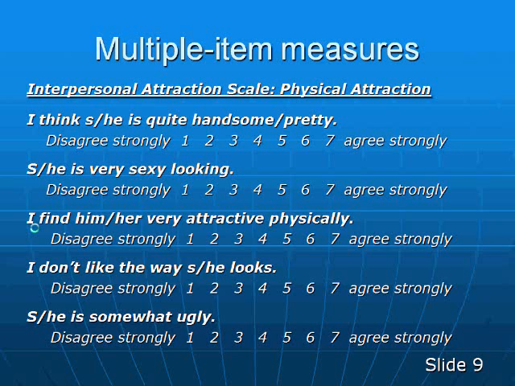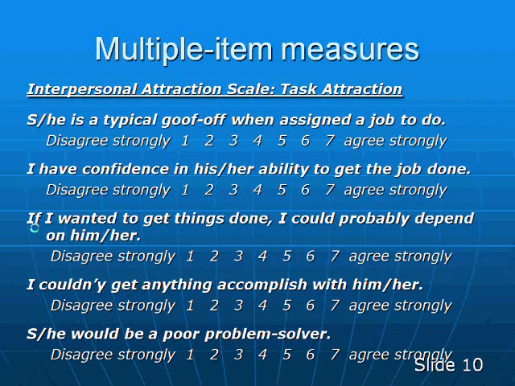There is a third dimension of this measure. Notice how huge it is. The third dimension, which also has 5 questions, is task attraction. This is the dimension of how we perceive this person in terms of their ability to perform things. This is something that we very often evaluate people on, and we may be attracted or turned off from a person depending on how they handle their lives and how they handle things around them.